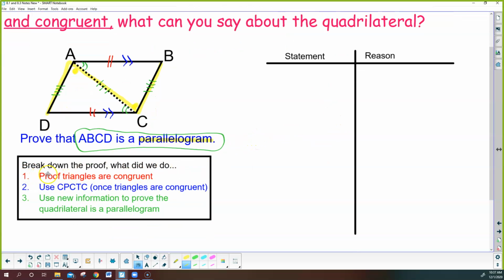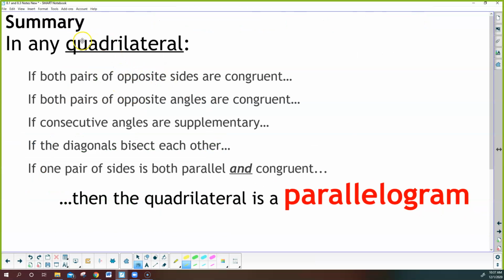But notice we did the same step. I didn't write this out, but when you're doing proofs, you want to prove the triangles are congruent, you want to use CPCTC, and then you want to use that new information to prove that it is a parallelogram.